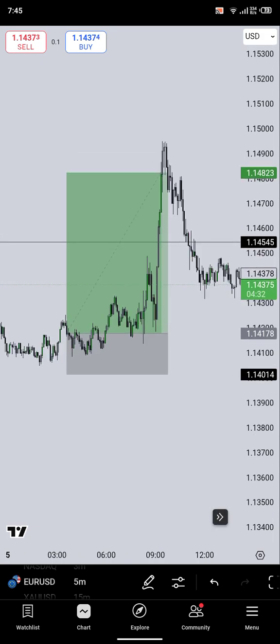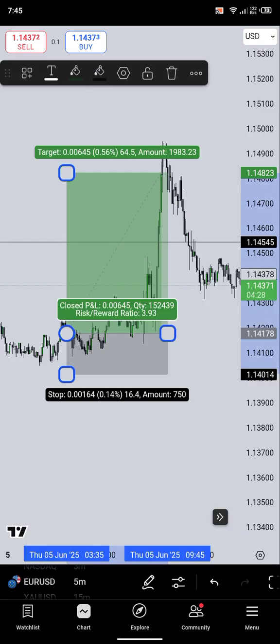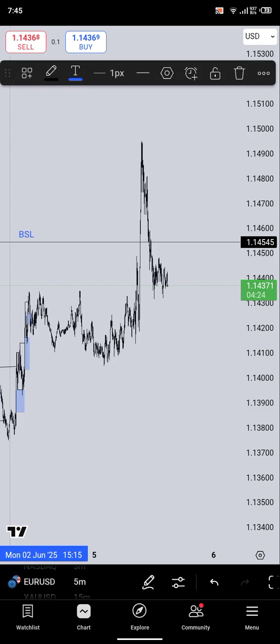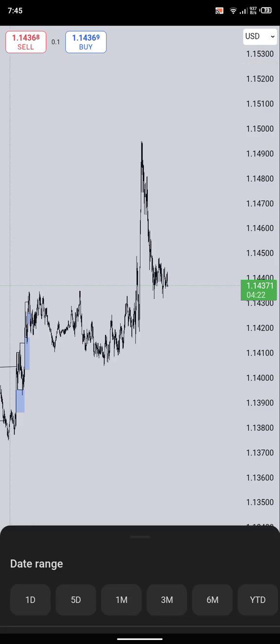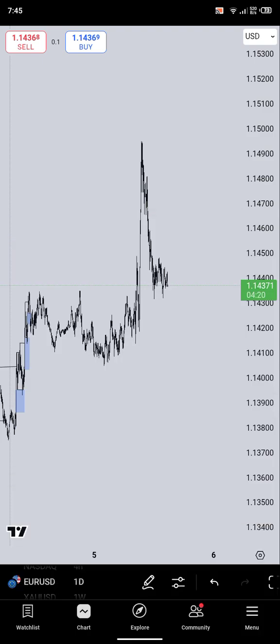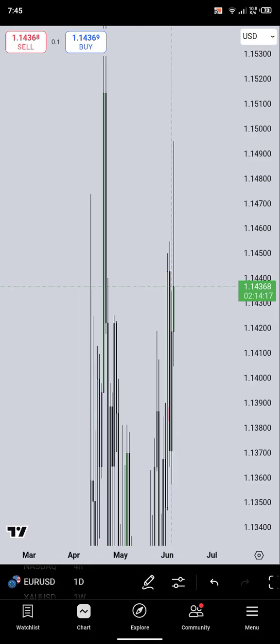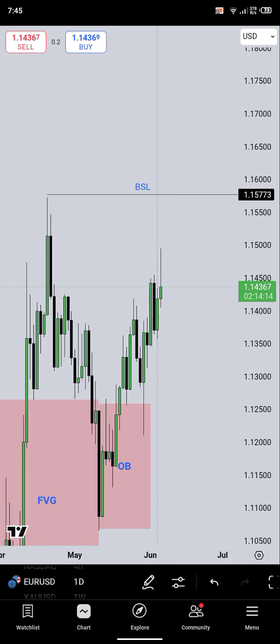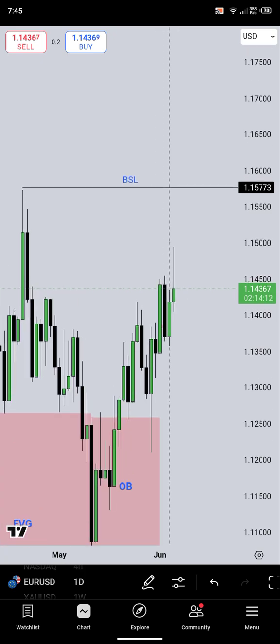Firstly, heading to the daily time frame. Let me just take all this off so that we can see. Now, going to the daily time frame. Remember that our draw, we have been targeting these highs here, this buy side liquidity.